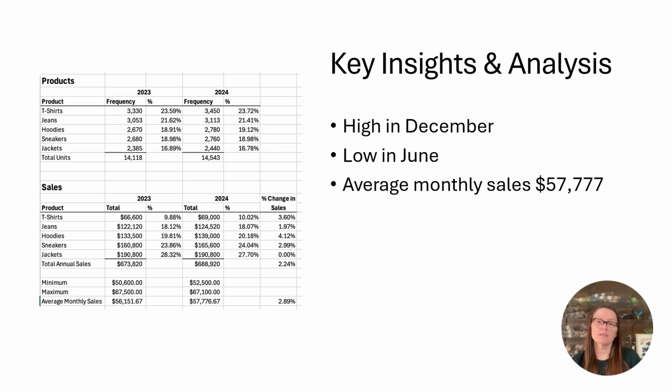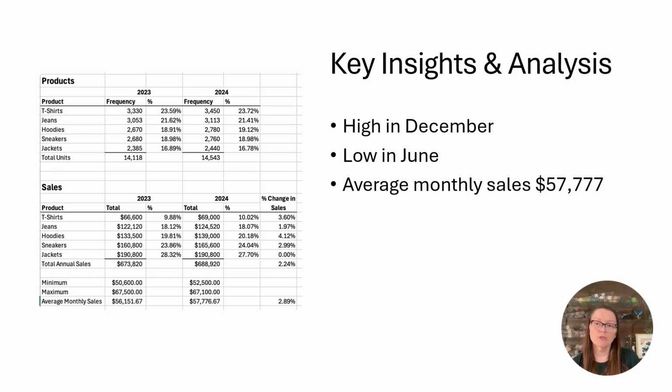Looking at the sales data with descriptive analytics reveals that December is the highest selling month each year, while June is the month with the lowest sales. Average monthly sales for 2024 were $57,777, and annual sales totaled $688,920.